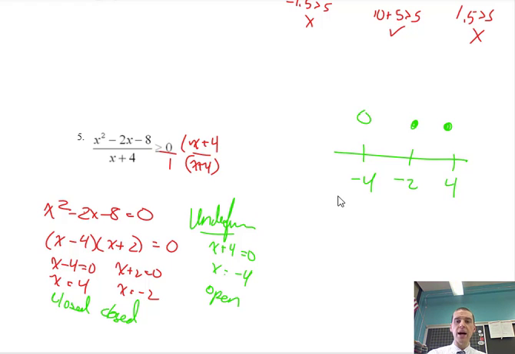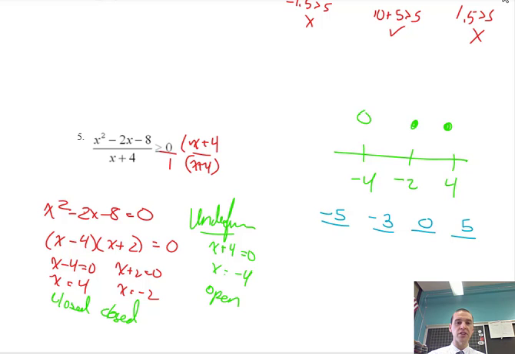And so now our goal is to check to see which numbers work. So I'm going to test numbers less than negative 4, which I'm going to test negative 5. In between negative 4 and negative 2, let's go negative 3. Between negative 2 and 4, easiest one we can do is 0, and after 4 is 5. So let's test negative 5. Again, you can use this in your calculator. I'm going to go through it the long way.